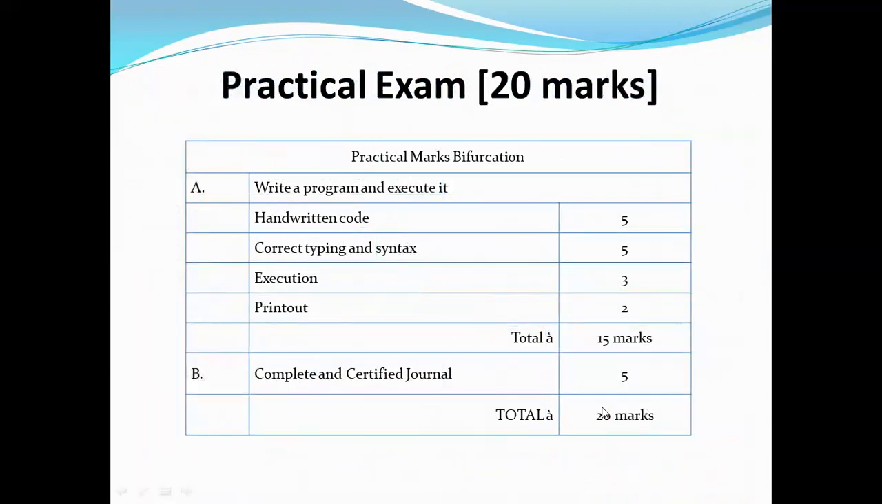Next, the practical. In this practical there are four practicals, and out of those, any one of them will be asked of you. But after doing any one of them, you have to write the handwritten code, whatever the coding is.